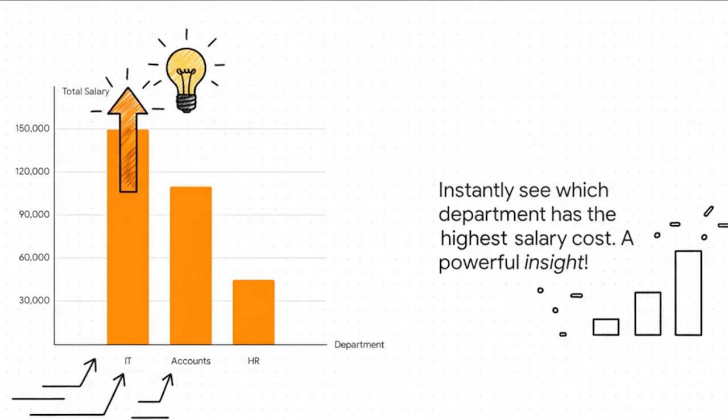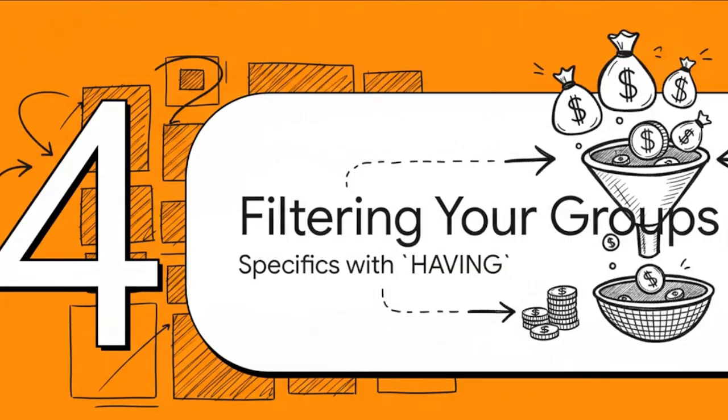Simple, right? And will you look at that? Suddenly, we're not even looking at a boring table anymore. We have a chart, and you can see it instantly. IT is where the big money is. That's a real insight that was completely buried in that messy table we started with. Okay, so now we have our groups, our summaries, but what if we don't care about all of them? What if we only want to focus on the heavy hitters, the most expensive departments? Well, now we need to get specific.